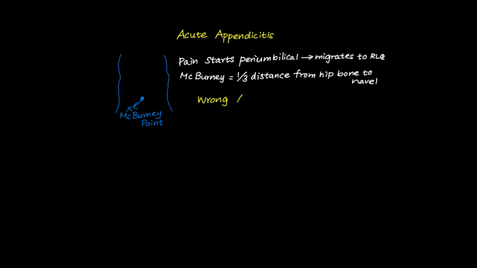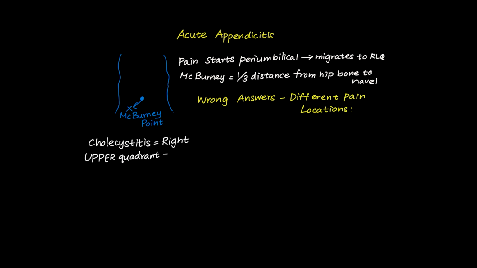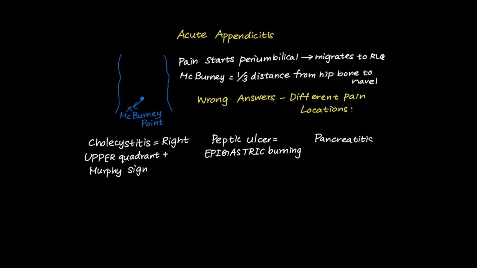The other conditions have completely different pain locations. Cholecystitis hits the right upper quadrant with a positive Murphy sign. Peptic ulcer causes epigastric burning, often related to meals. Pancreatitis produces severe epigastric pain that radiates to the back. None of these match the right lower quadrant presentation described.